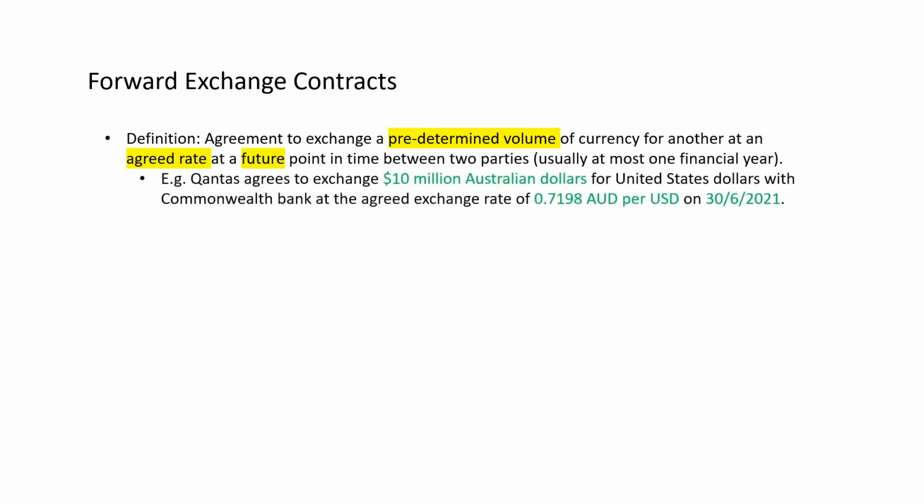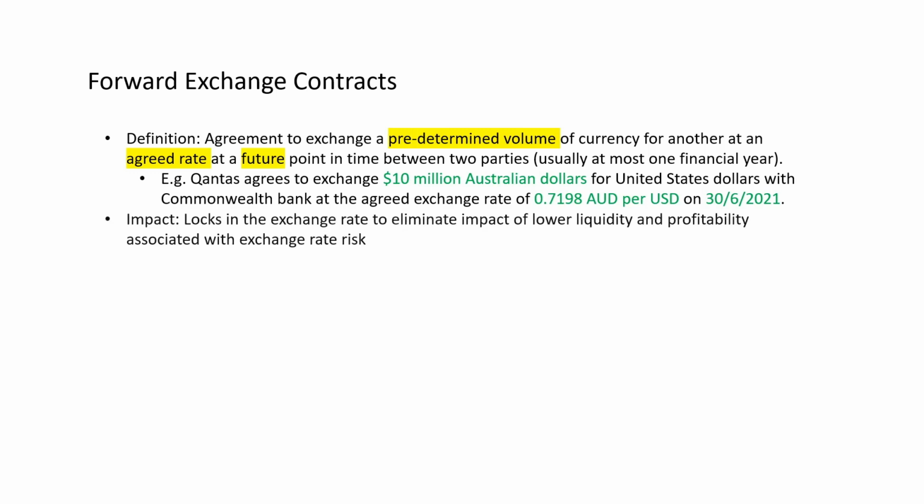So, for example, if Qantas agrees to exchange 10 million Australian dollars for United States dollars with the Commonwealth Bank at the agreed exchange rate of 0.7198 AUD per USD on the 30th of June 2021, then we would say Qantas has engaged in a forward exchange contract with Commonwealth Bank to exchange Australian dollars for United States dollars. The effect of this is that it allows Qantas to lock in the exchange rate to eliminate the impact of possibly lower liquidity and profitability associated with exchange rate risks.